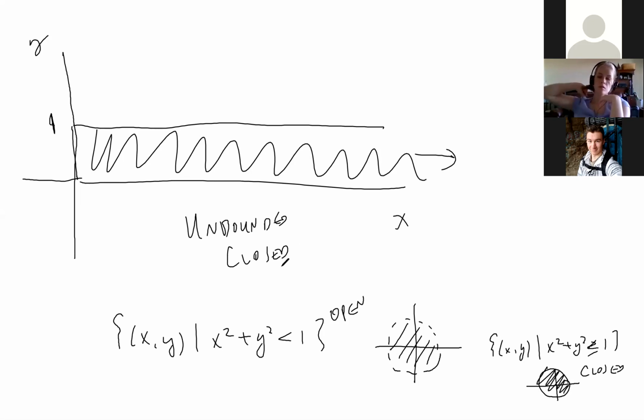So open or closed is just about the boundary. Is the boundary included or not? Unbounded or bounded is, does the region sort of shoot off to infinity or not? Clear as mud.